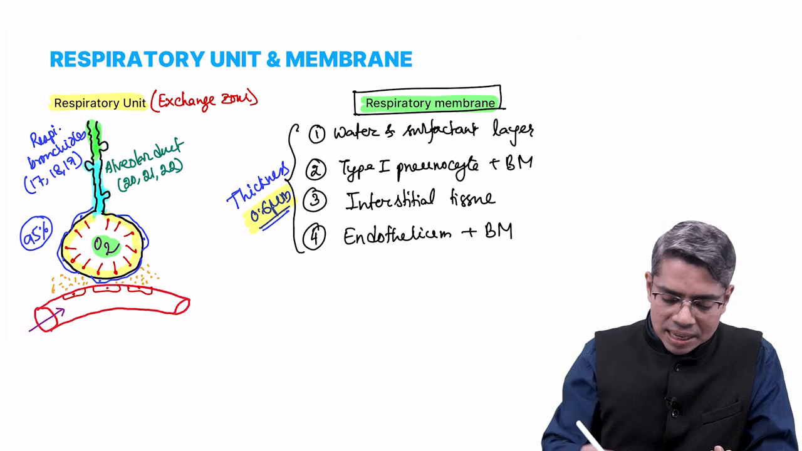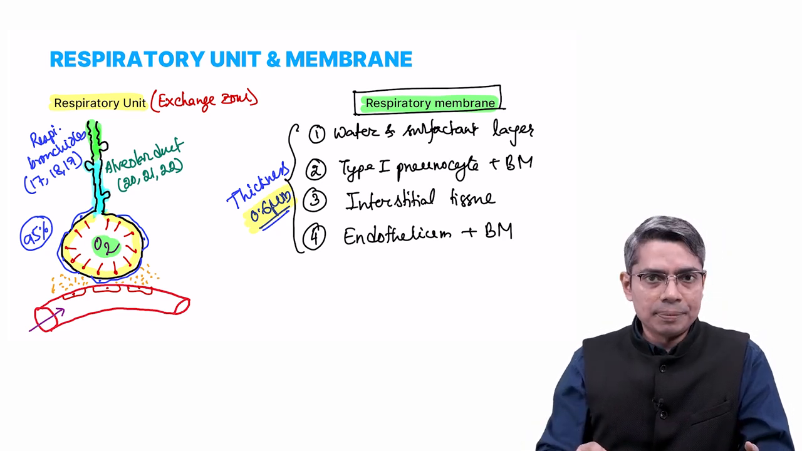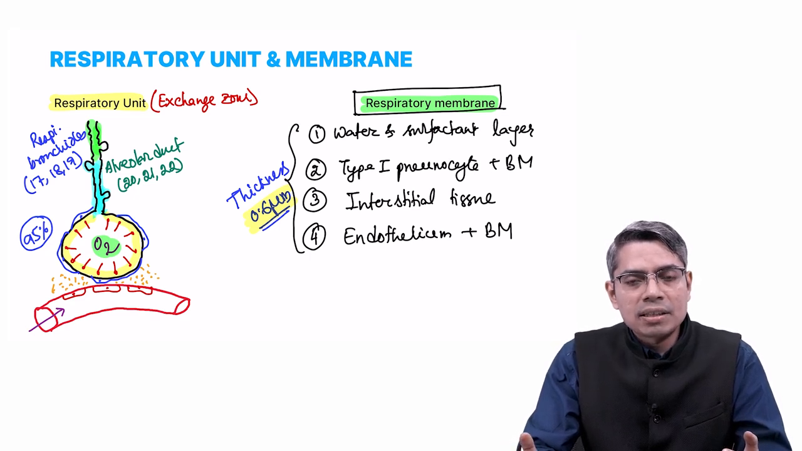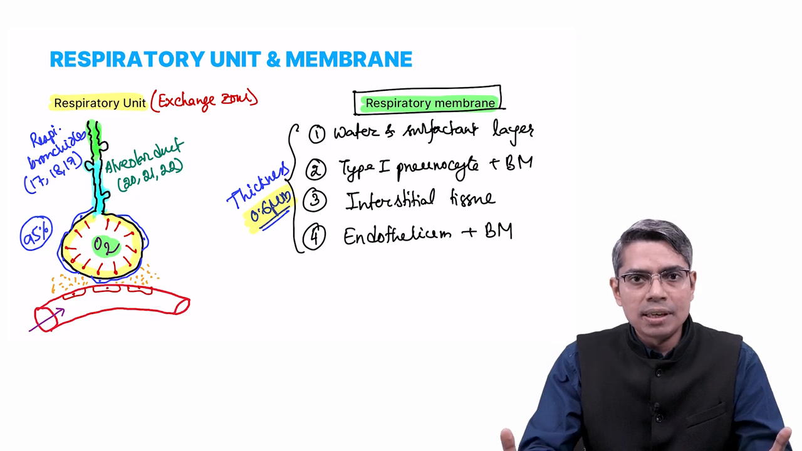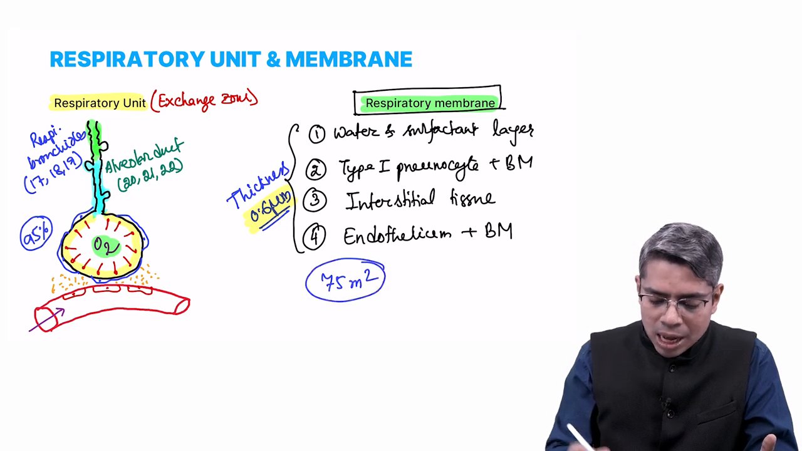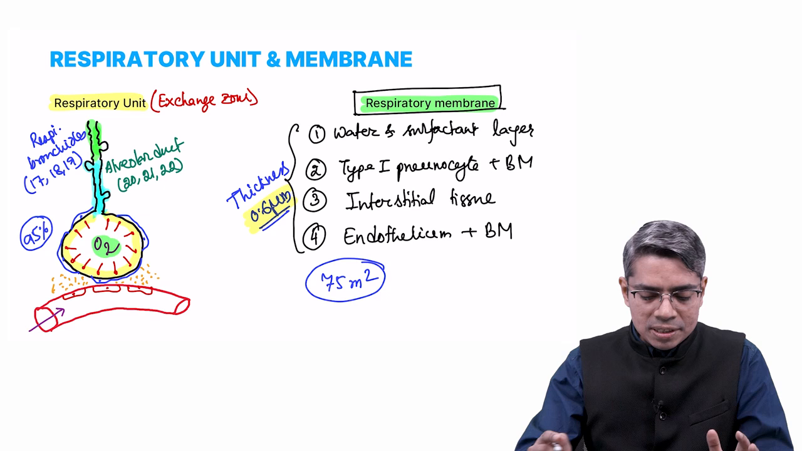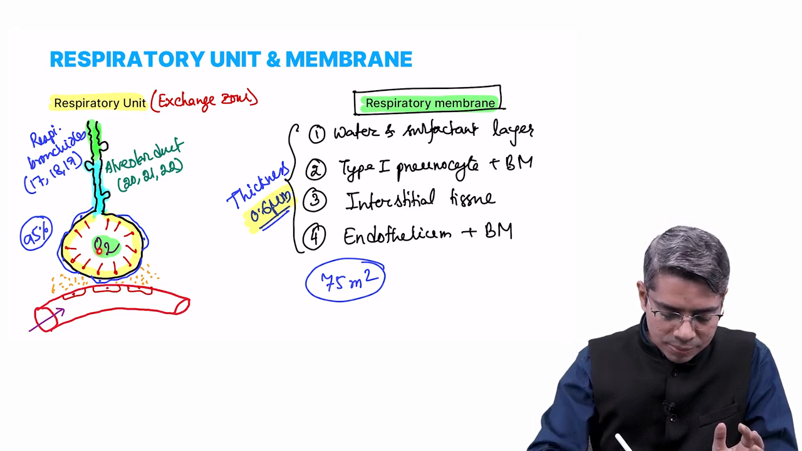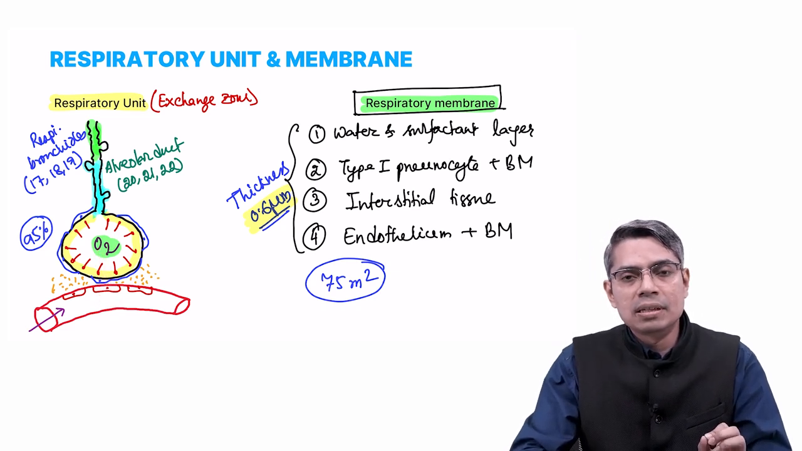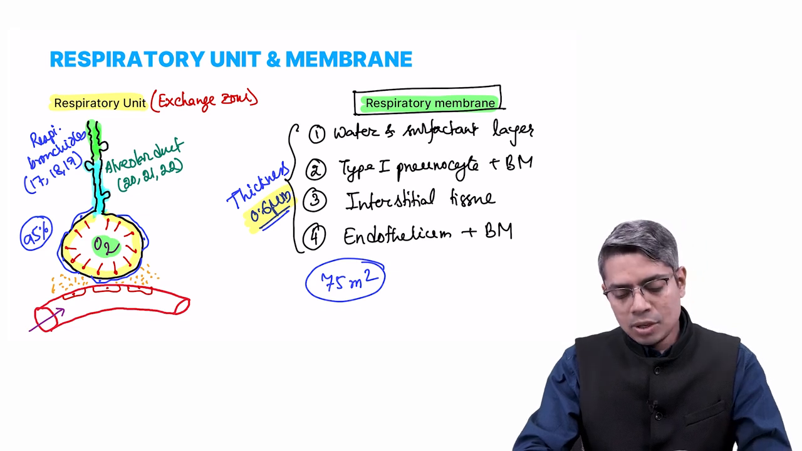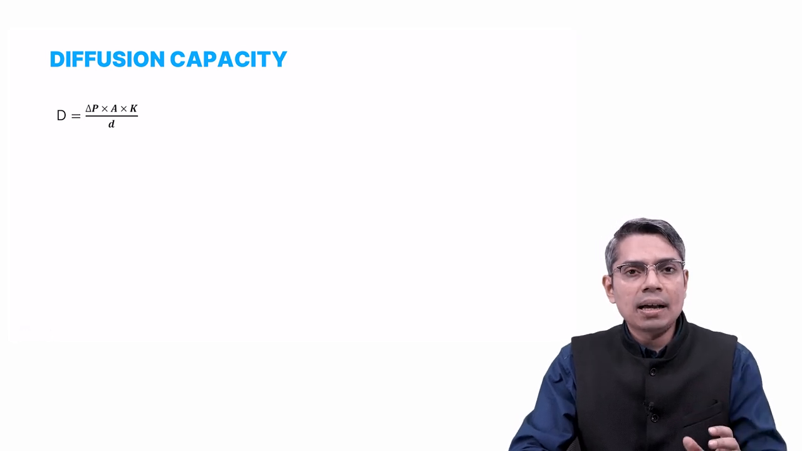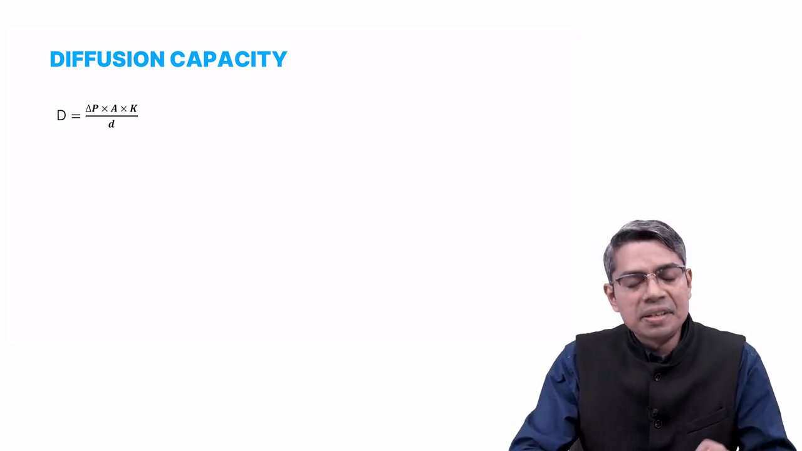Now, the surface area of all the alveoli, total 300 to 500 million alveoli, I told you earlier, is 70 to 75 meter square. So now I have to calculate the amount of gas that can pass from the alveoli to the capillary blood in 1 minute. That is known as the diffusion capacity of gases. The diffusion capacity of the gases is calculated by a law that has been written here.